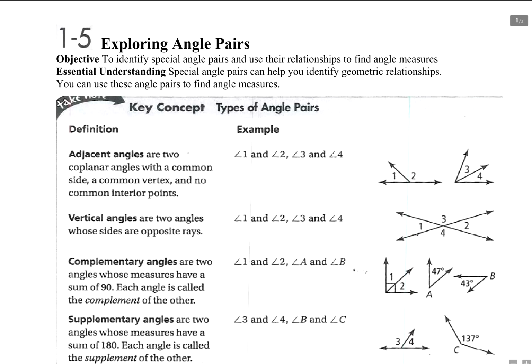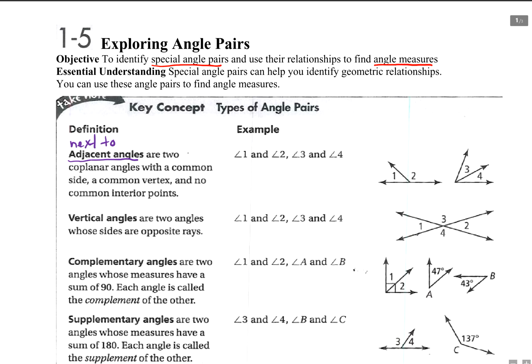1.5, Exploring Angle Pairs. The objective of this lesson is to identify special angle pairs, and we are going to use their relationships to find angle measures. Our first special angle pair are adjacent angles. What does adjacent mean? Adjacent means next to. If you are adjacent to something, you are next to it. The school is adjacent to the field.